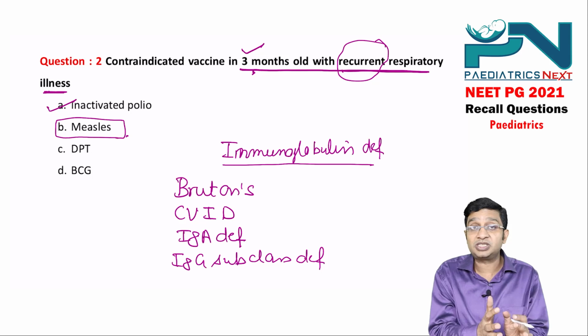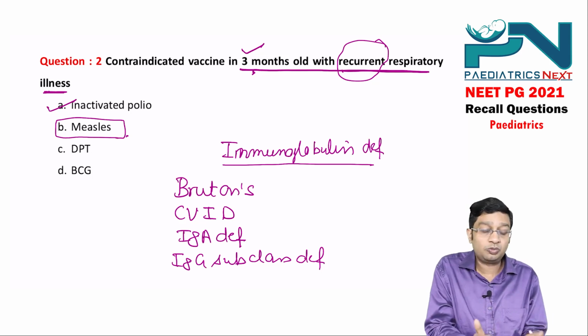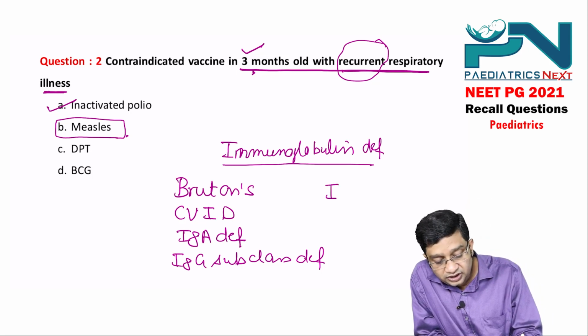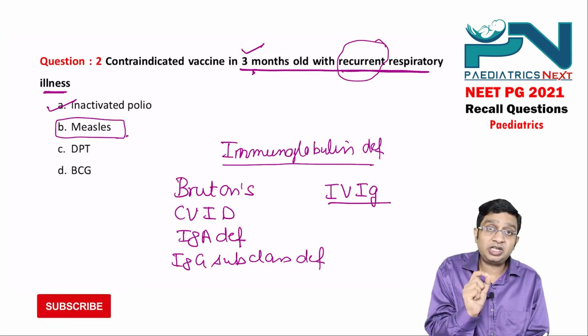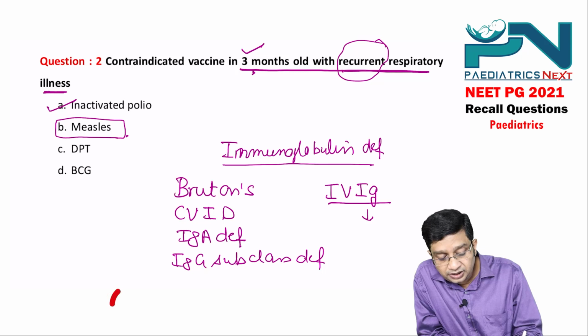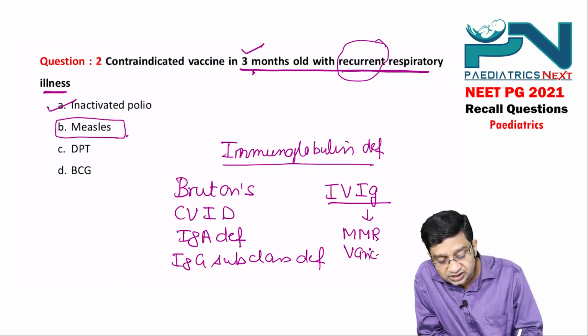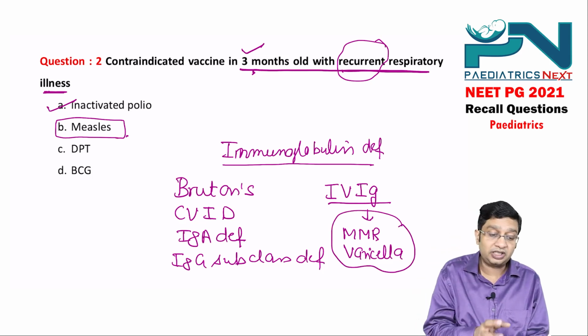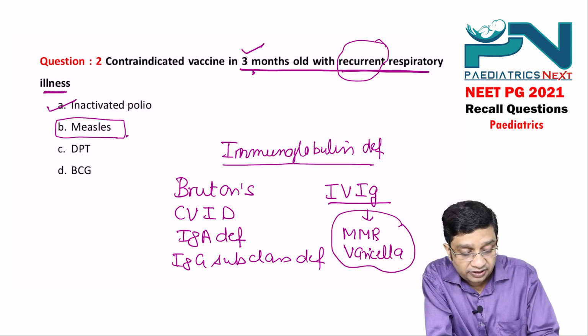Moreover, why they have given measles? If there is immunoglobulin deficiency, you are giving intravenous immunoglobulins. And if you are giving intravenous immunoglobulins, then particularly mumps, measles, rubella and varicella vaccines are not to be given. They are not to be given, right? So then DPT, it can very well be given.